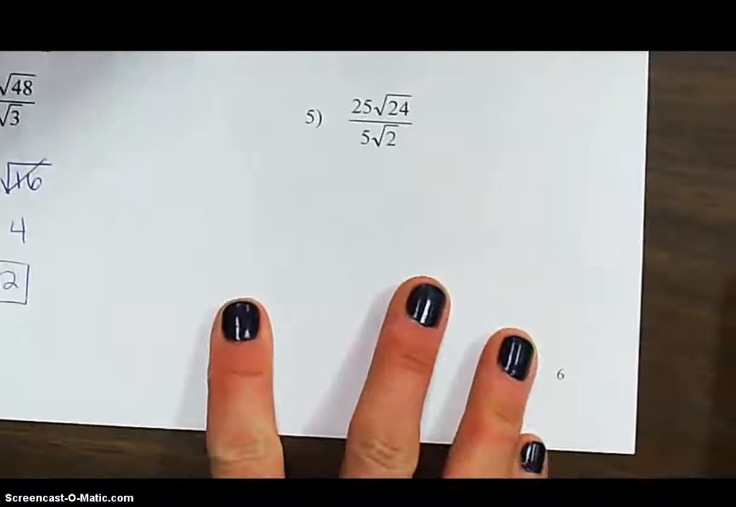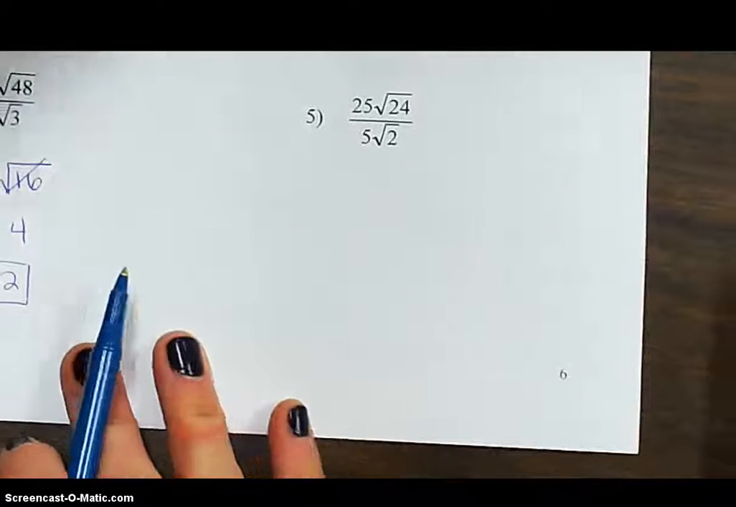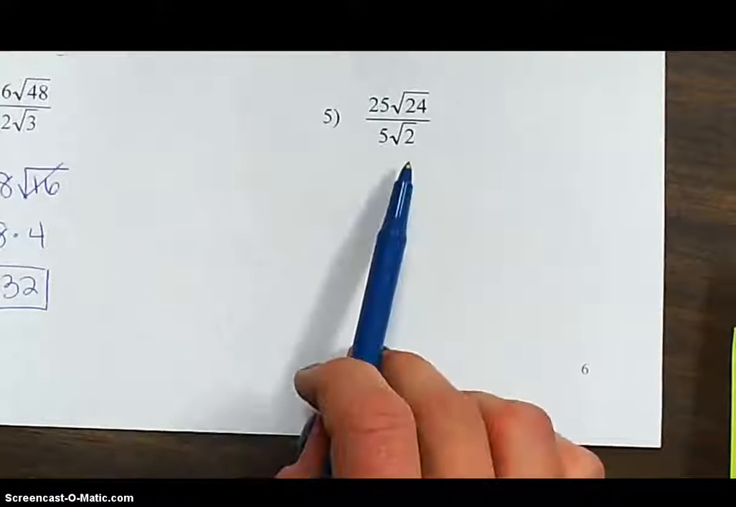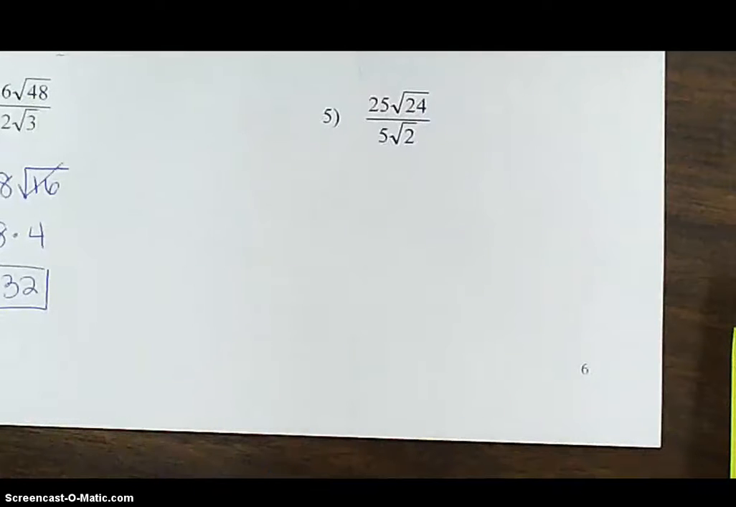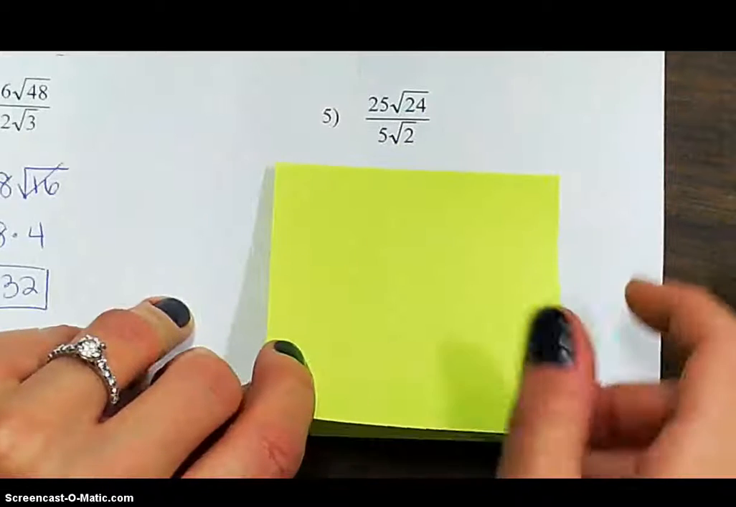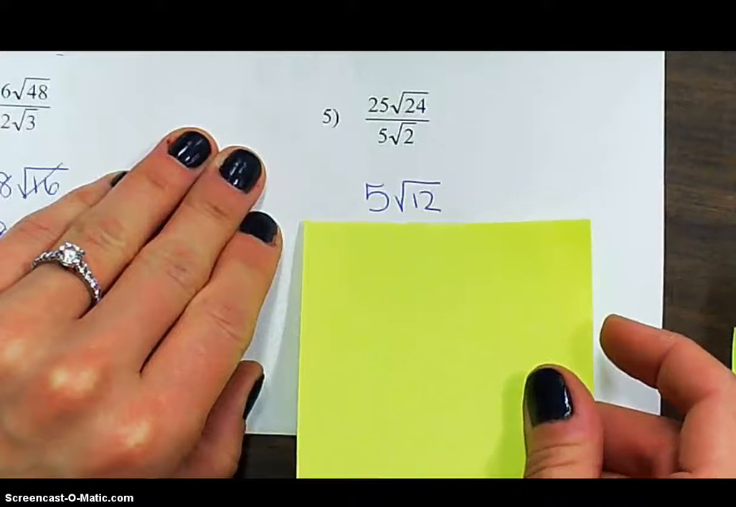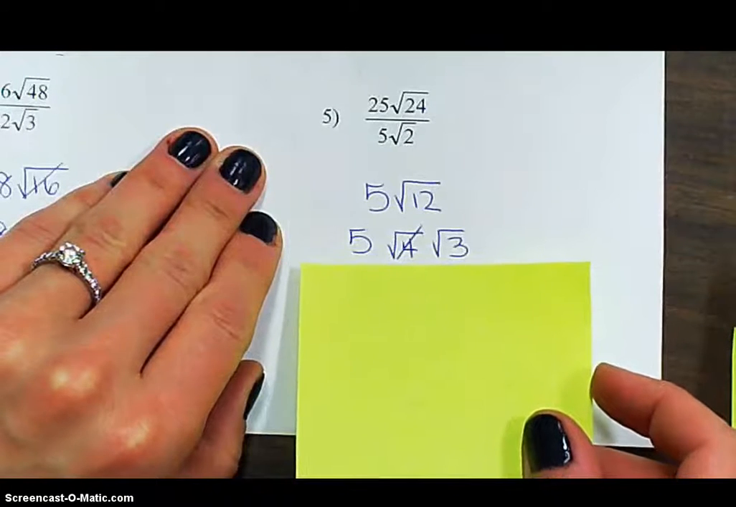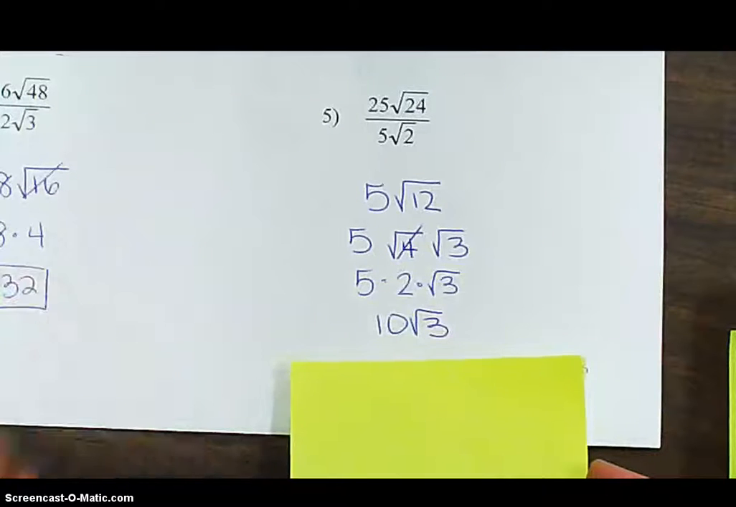Okay, next up, let's take a look at number 5. I'd like you to try this divide and then simplify. Okay, when you plug your answer in the computer, I know there's no radical symbol on the computer, so just write the word radical where you need the radical to go. All right, let's see how you did. Were you able to get 5 radical 12? Break down the 12 to 4 and 3. The square root of 4 is 2, and then your final answer, 10 radical 3.